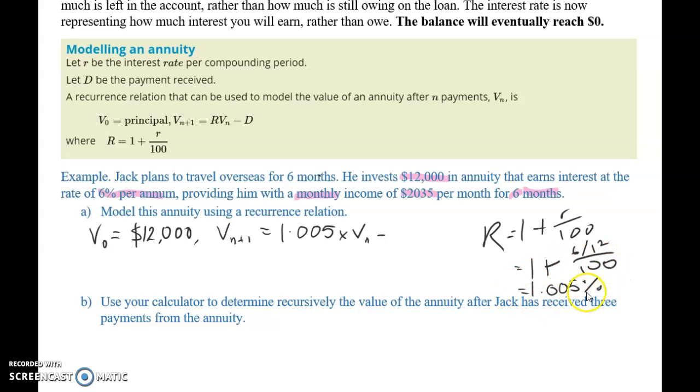Okay, so we take that 1.005 and feed it into our equation, multiply it by the current value minus the payments of $2,035. Okay, and that's our recurrence. That's the relation. We've got the two parts, and that's what makes it a relation because you've got the principal stated and then you state how it recurs.